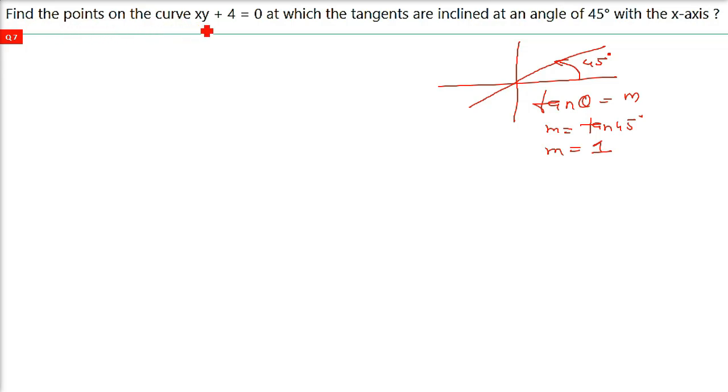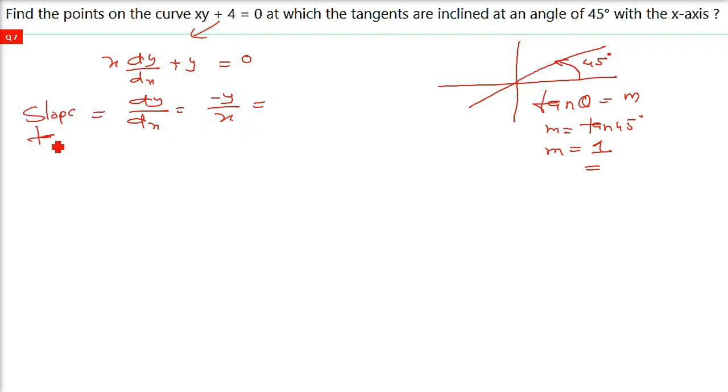Find the points on the curve, this one, at which the tangents are inclined at an angle of 45 degrees with the x-axis. So m is already given to us, or we have found it. So just differentiate this equation: x dy by dx plus y, and 4 goes to 0. So x dy by dx can be computed from here. It will be minus y by x. Slope is this only: minus y by x, or dy by dx, is the slope. So equate it to 1 because this is the slope. So x will be equal to minus y, or you can say y equals minus x. These are both the equations which we can form.